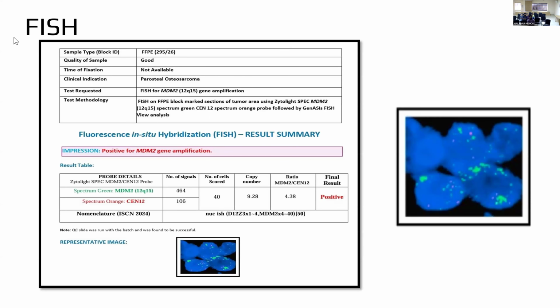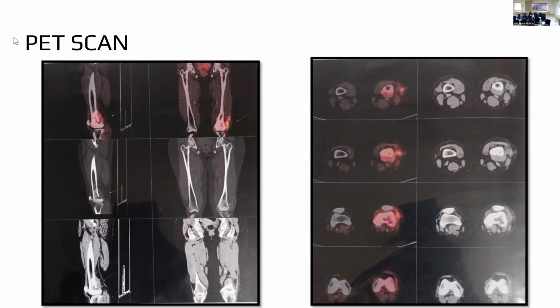FISH was done and showed positive for MDM2 gene amplification. PET scan was done, which showed an FDG-avid lesion towards the lower end of the metaphysis of the left femur, and the plain CT showed an area of cortical break towards the metaphysis of the left femur.